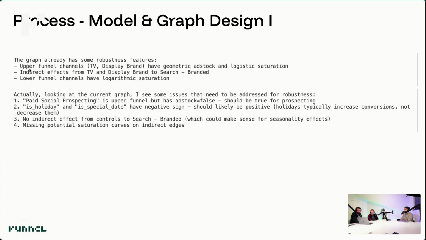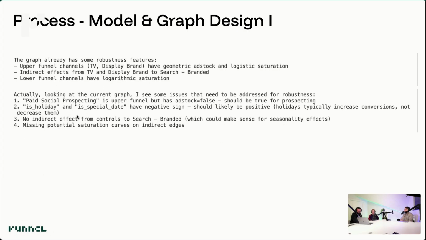Coming back to what you just said, here it says it has found some robustness features already. Of course, it's not just the agentic AI somehow miraculously learning about this stuff. We're feeding in a lot of information through RAG, for example. And here, for example, it has a geometric adstock for TV, display, and brand. Logistic regression, yada yada yada. Actually looking at the saturation.